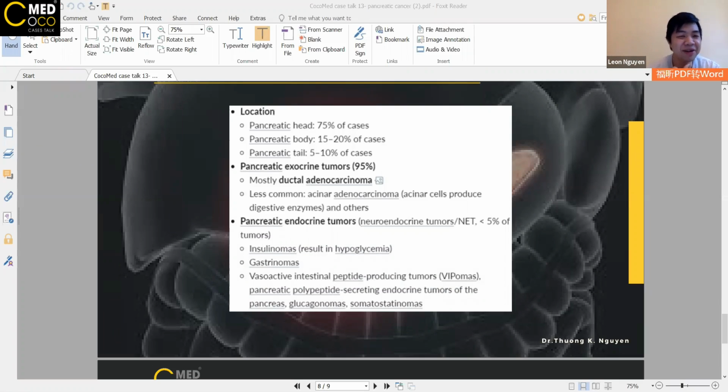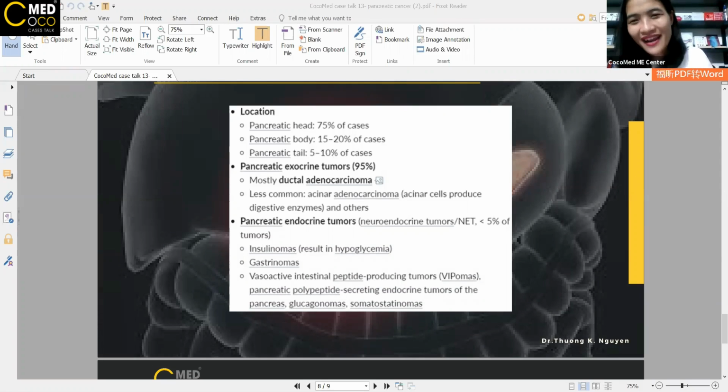It's a very interesting syndrome that's associated with pancreatic cancer. It starts with an M. MEN. What type of MEN? We have MEN 2A, MEN 2B, and MEN 1.